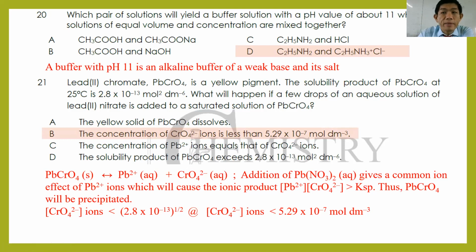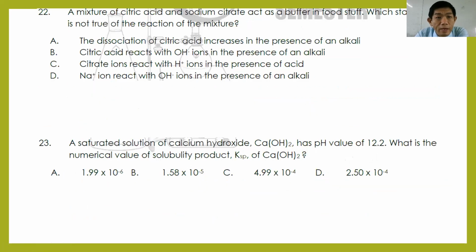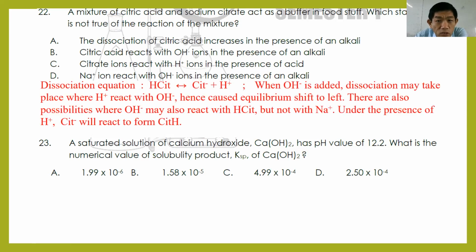Okay, so that is for number 21. As for 22, the mixture of citric acid and sodium citrate as a buffer solution, which statement is not true for the reaction? A, dissociation of acid increases with the presence of alkali. So dissociation may take place, but the equilibrium shifts more to the left, not to the right. Okay, citric acid reacts with OH minus in the presence of alkali.